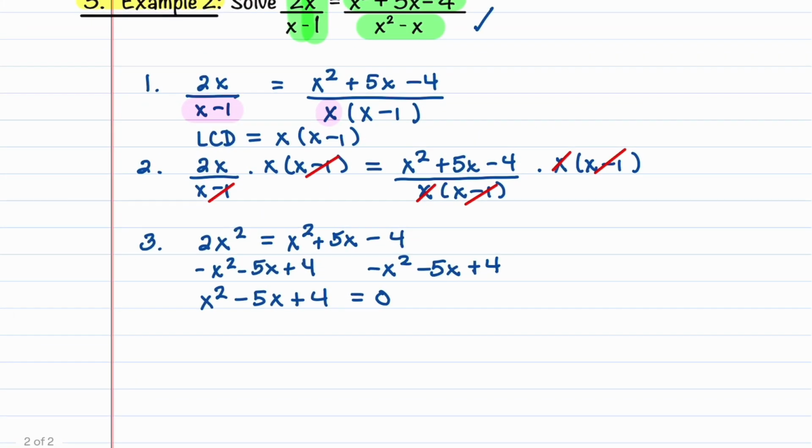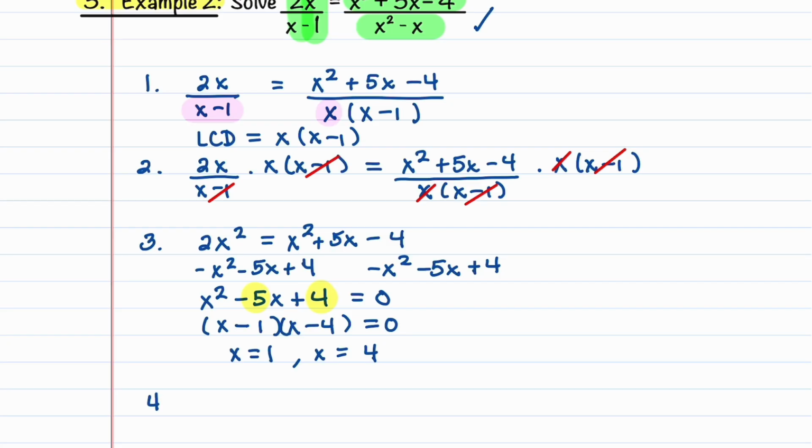This is a quadratic equation, and we can factor it. We need to find 2 numbers that multiply to get 4 and add to get negative 5. So we can factor this as x minus 1 and then x minus 4. And that's equal to 0. We get x is equal to 1, and then x is equal to 4.